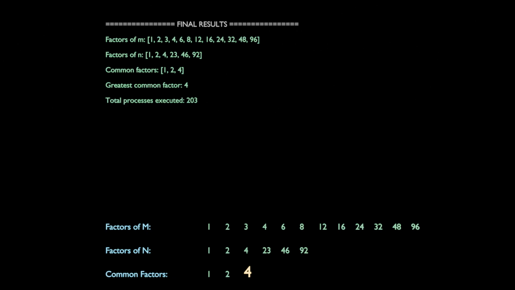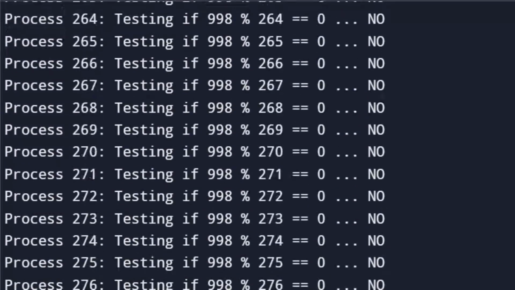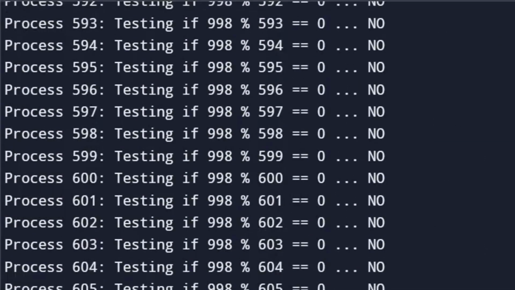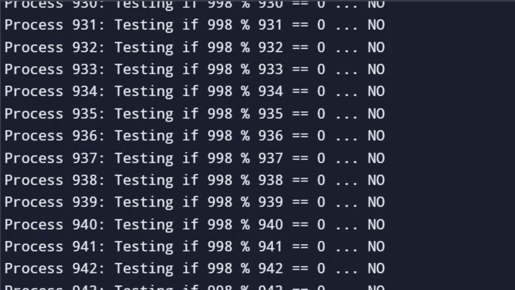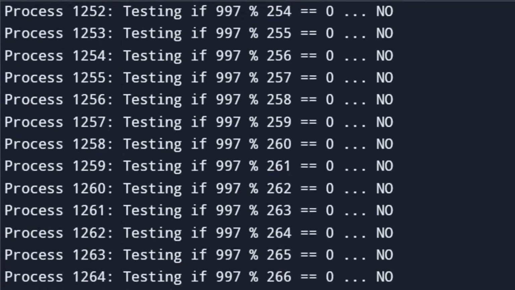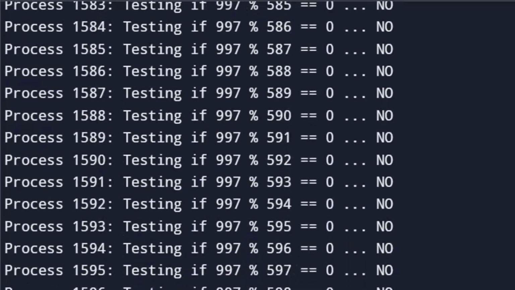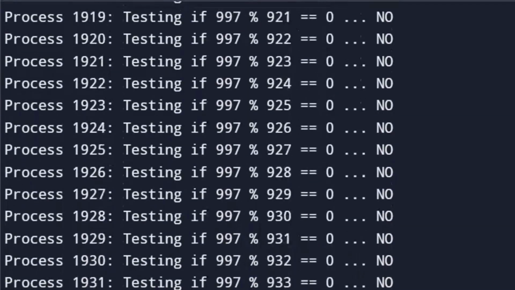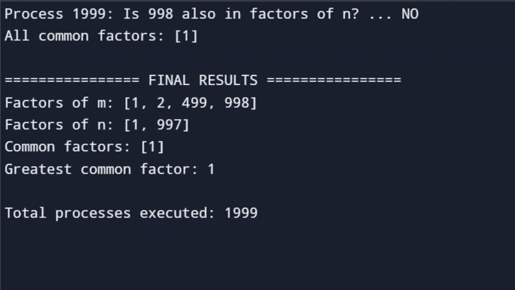But hey, what if we increase these to three-digit numbers? It keeps going, and when finally we get the answer, man, look at the number of steps it took. Now hey, what if we have 7-digit or 8-digit numbers? Our computer will explode. Why?